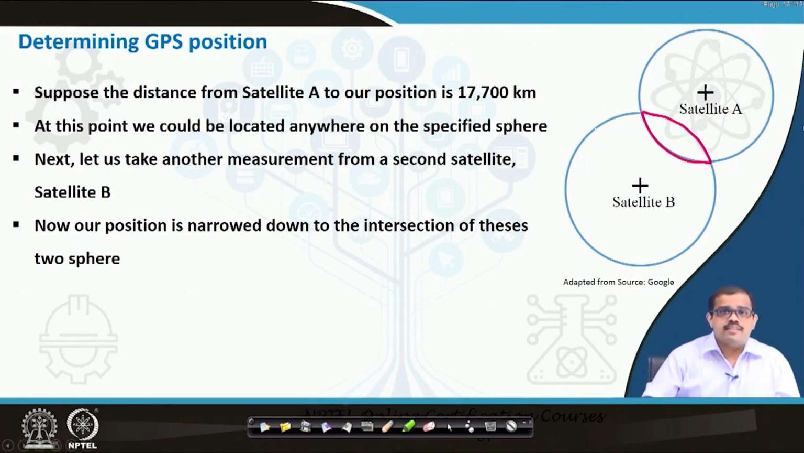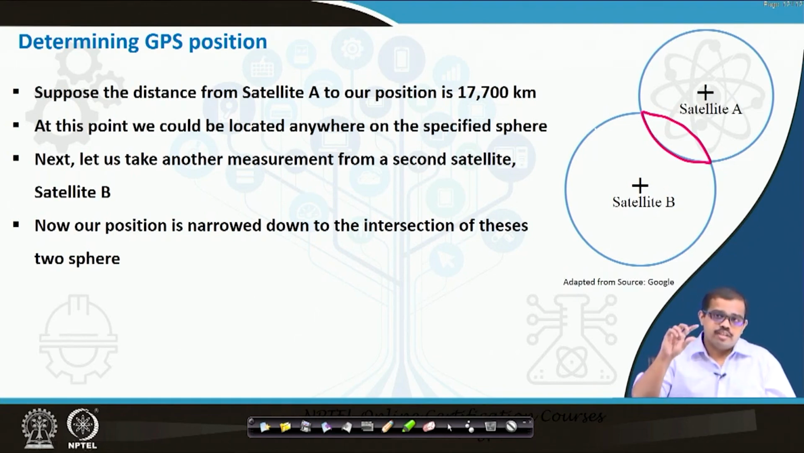Now if I have the second satellite, let us say we have a satellite B. Now with both of these satellites, it narrows down to the position here. So it says in between both of these positions somewhere the user is located. Which means to say that it is actually narrowing down to only that particular location.